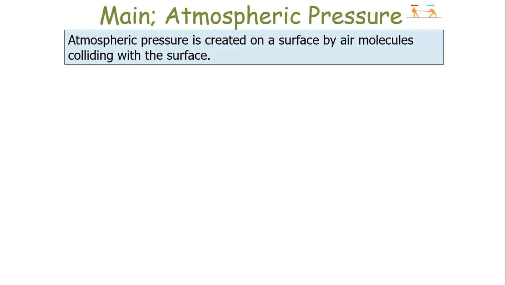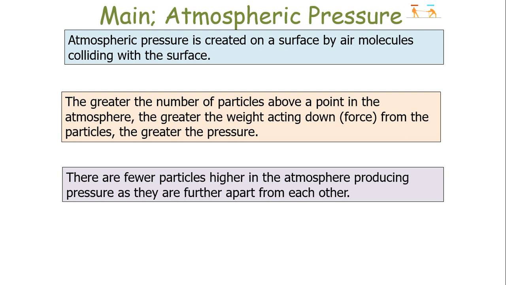So let's just recap what we've learned in today's lesson. Atmospheric pressure is created on a surface by air molecules colliding with the surface. That could be anything: a human being, it could be a table, it could be a box, it could be a mountain, it could be anything. Now, there are two reasons as to why the atmospheric pressure can change.